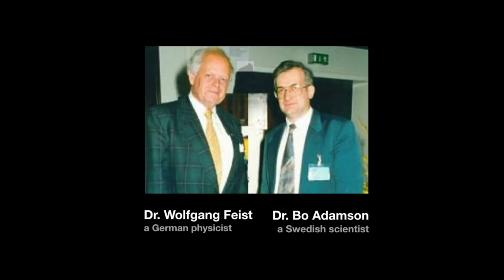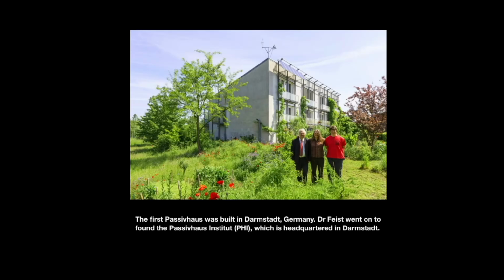The history of the passive house. Dr. Wolfgang Feist, a German physicist, and Dr. Bo Adamson, a Swedish scientist, collaborated to incorporate scientific design principles in home energy conservation. The first passive house was built in Darmstadt, Germany. Dr. Feist went on to found the Passive House Institute, which is headquartered in Darmstadt, Germany.